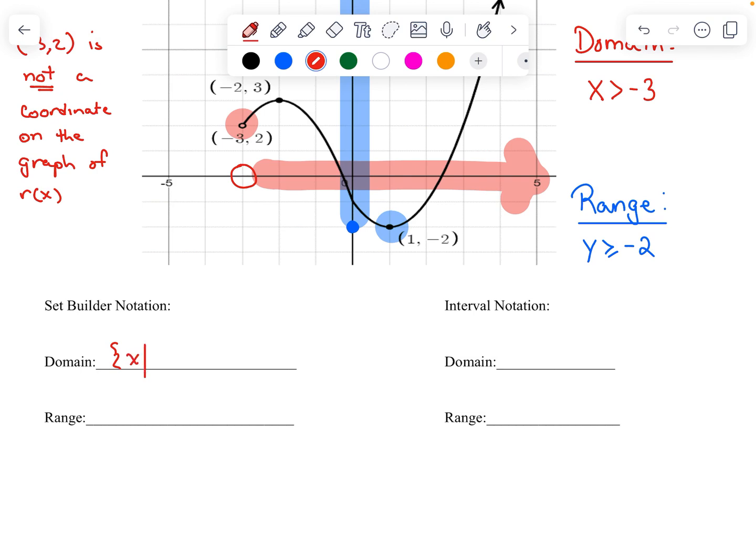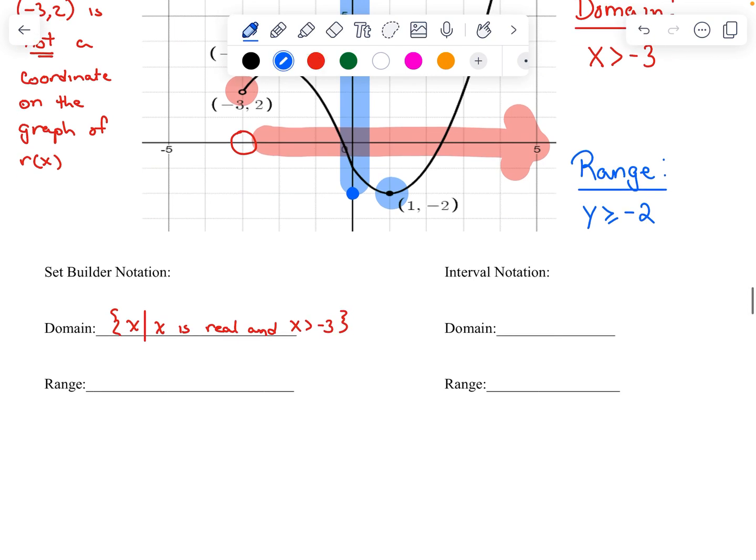This is going to be all x such that x is real and x is strictly greater than -3. For the range, that is going to look like this. We have y such that y is real and y is greater than or equal to -2.